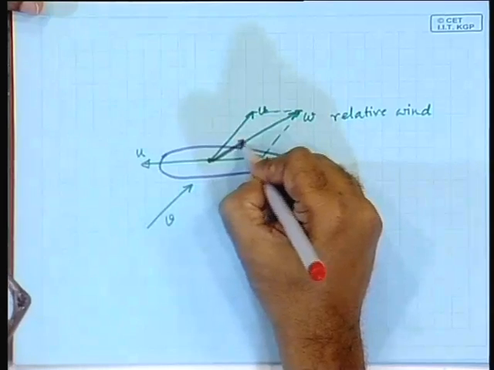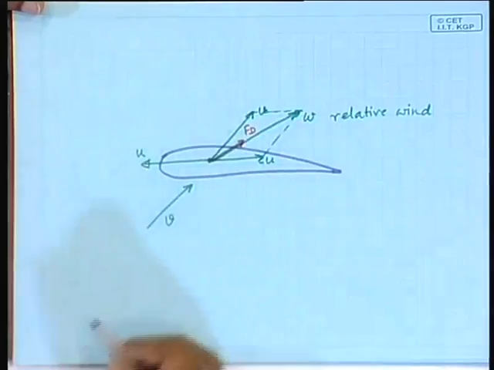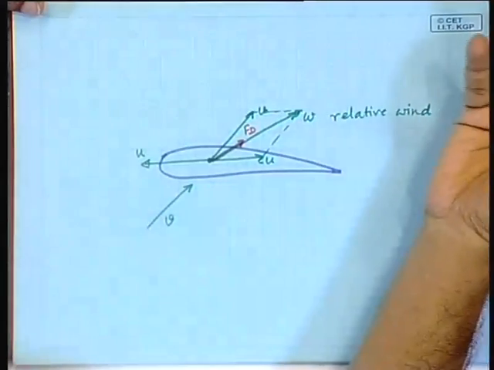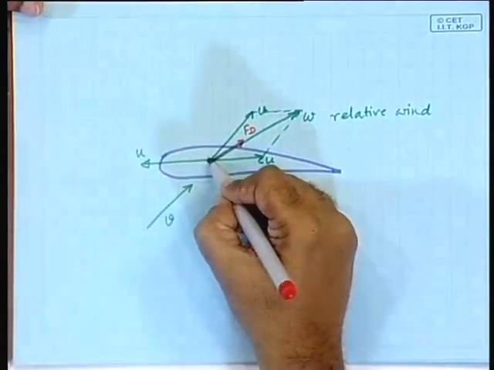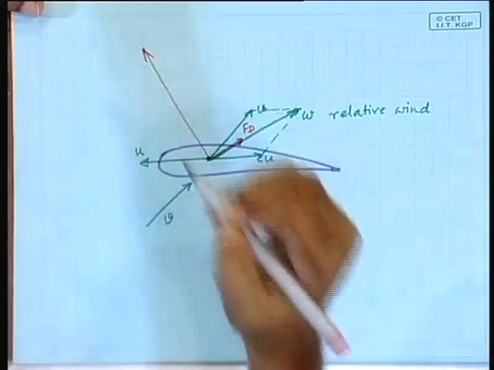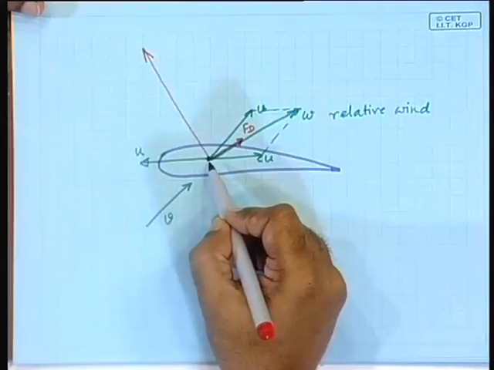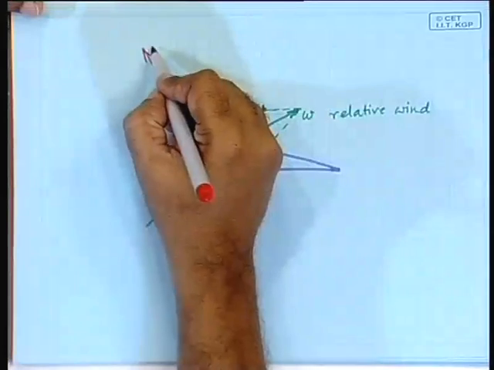Along the direction of the relative wind. So, the drag force will work along the same direction, F D, and where will the lift force work? Orthogonal to that. Now, the lift force happens to be much larger than the drag force in a properly designed airfoil. So, I have drawn it larger.